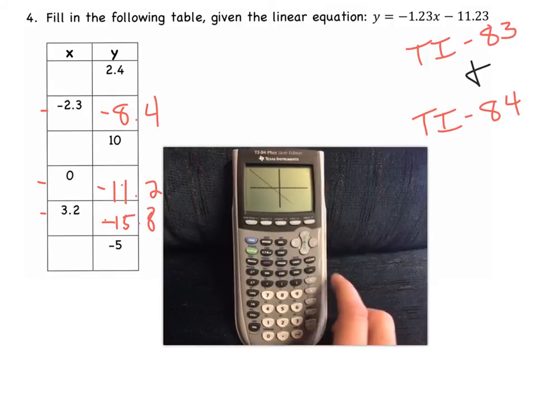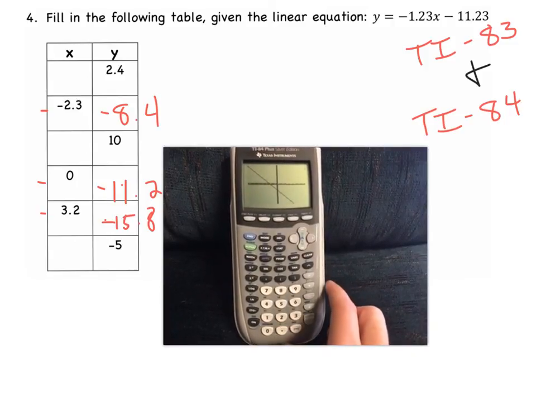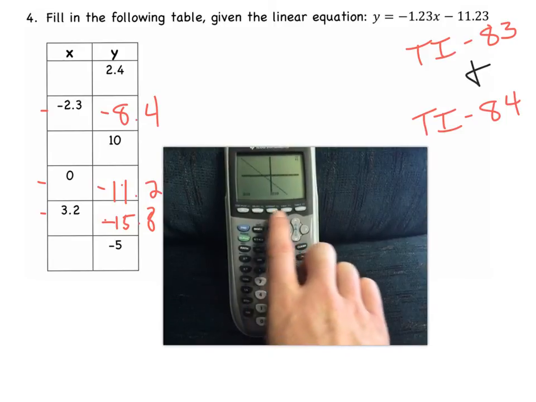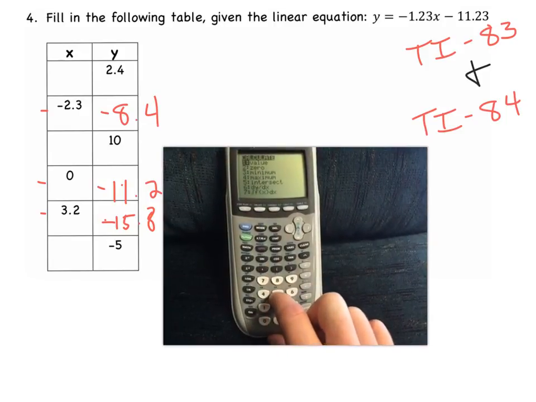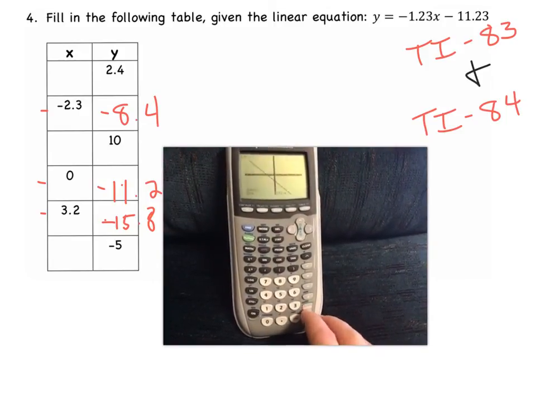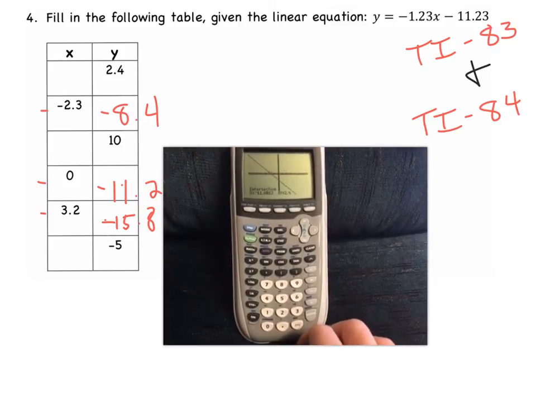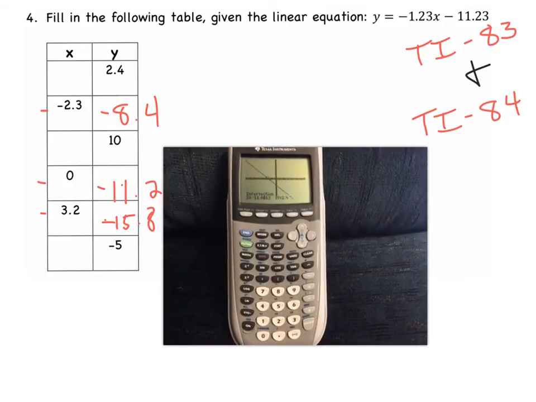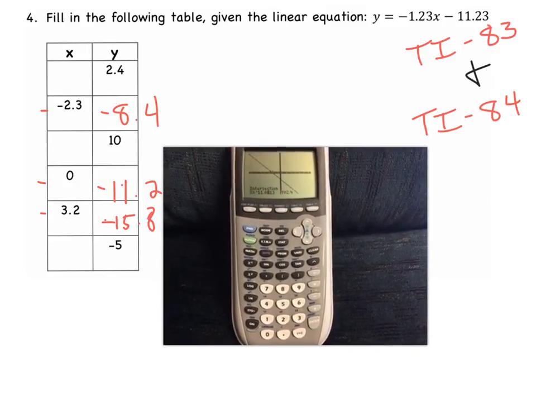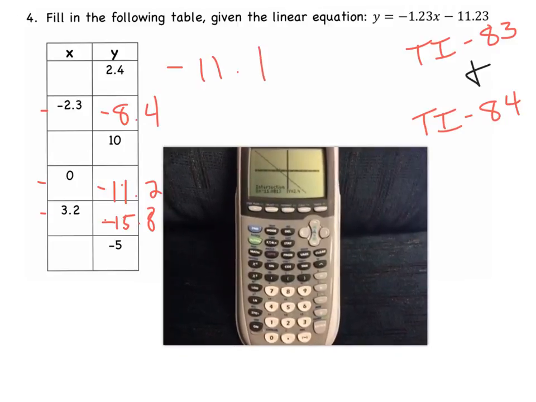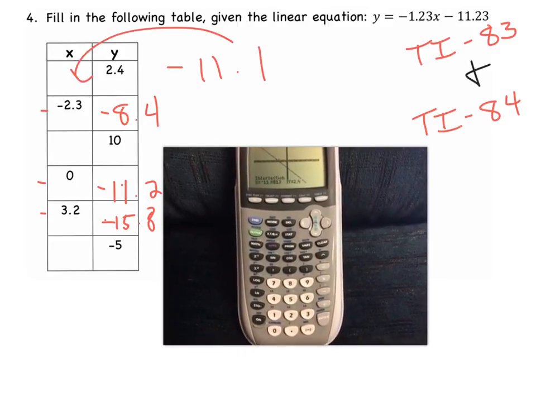And we should only have to do it once here. Okay, now we can see that they intersect somewhere up in there. So we're going to go second, calc, 5, enter, enter, enter. So our first answer is negative 11.1. All right, so we're going to go ahead and write that down. Negative 11.1. I'm just going to put an arrow that goes there.